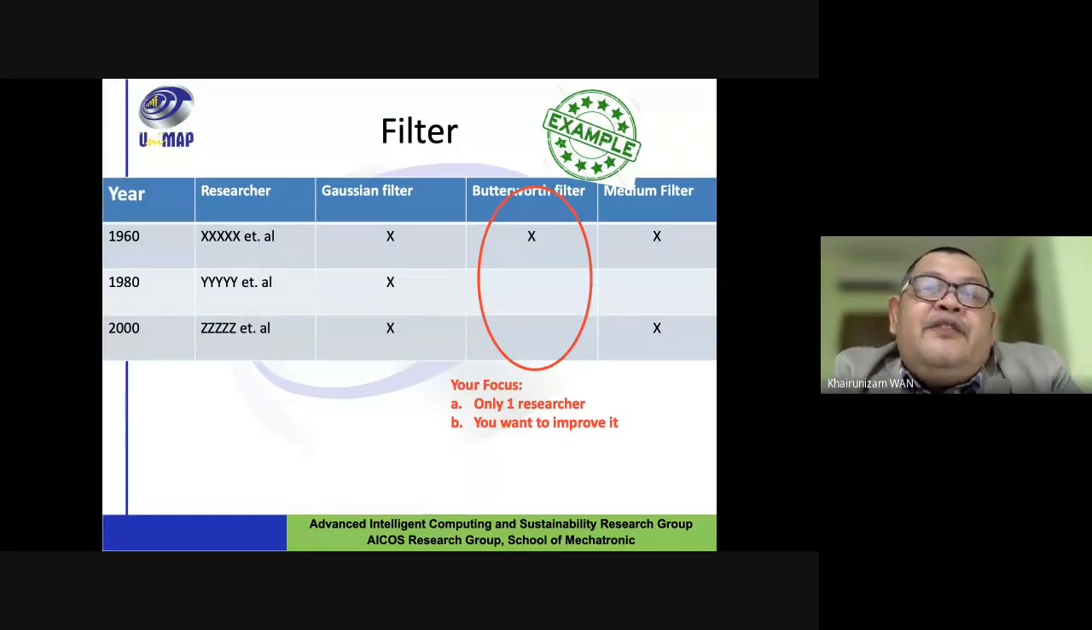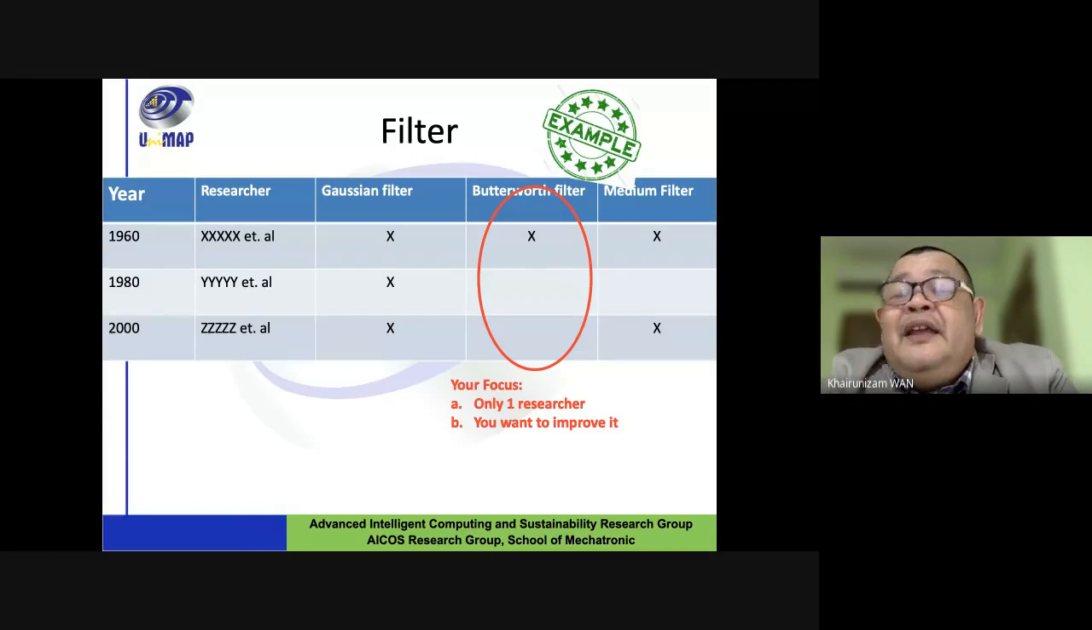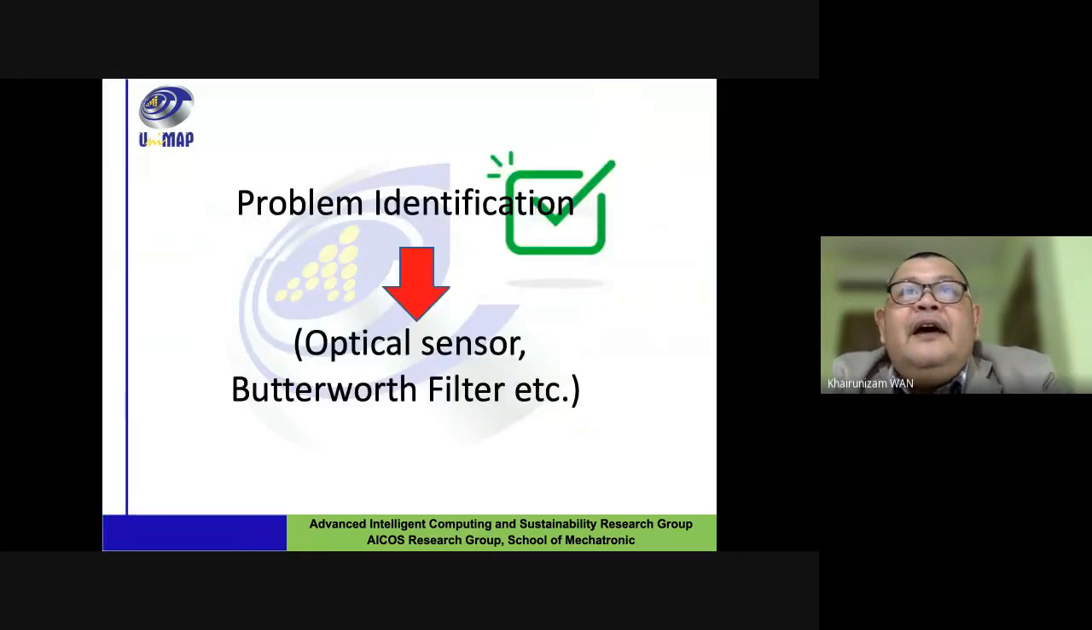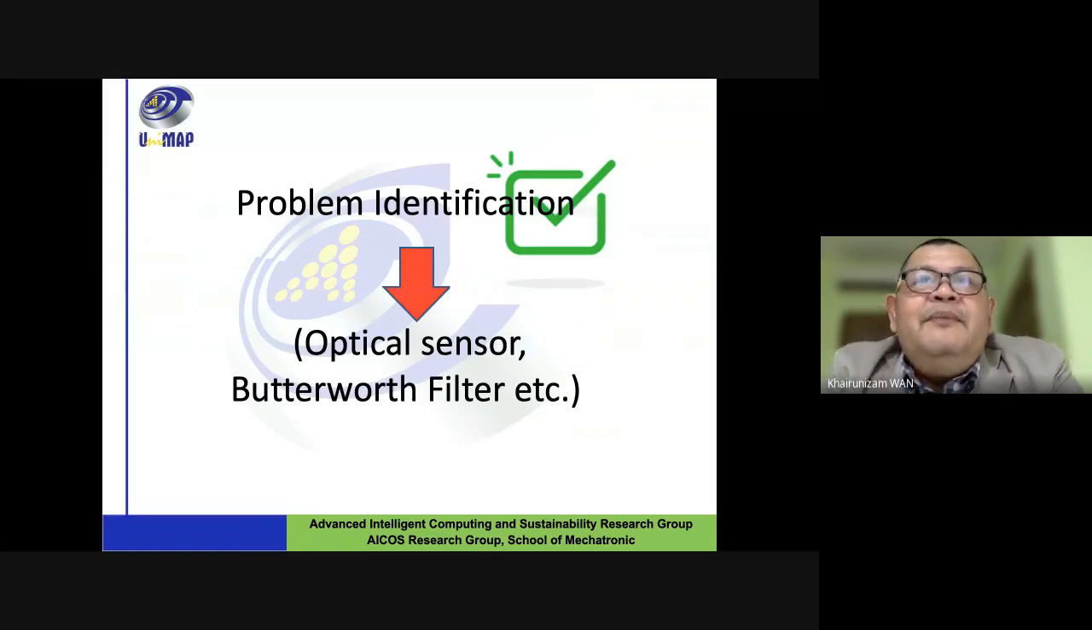And there are so many methods that you can use to do the analysis, to identify the problem. Summary table is one of them. It's up to you actually, if you want to use another method, you can use it. The main purpose is that you can identify what is the problem of the research. Then after identifying the problem, you have to write the problem statement.